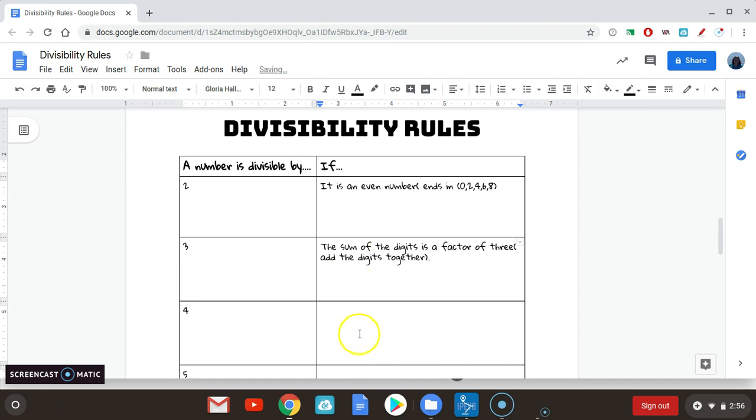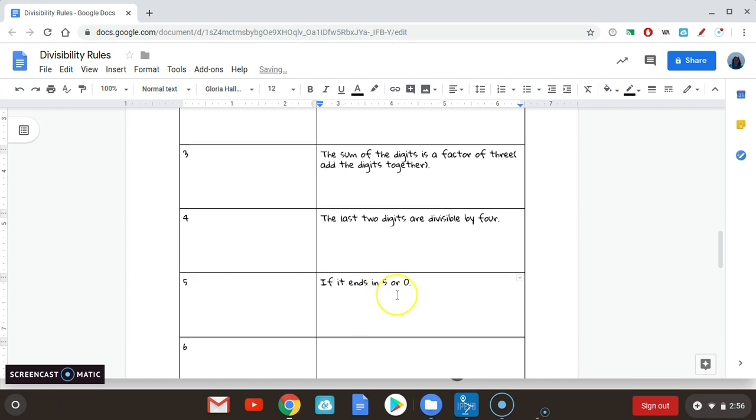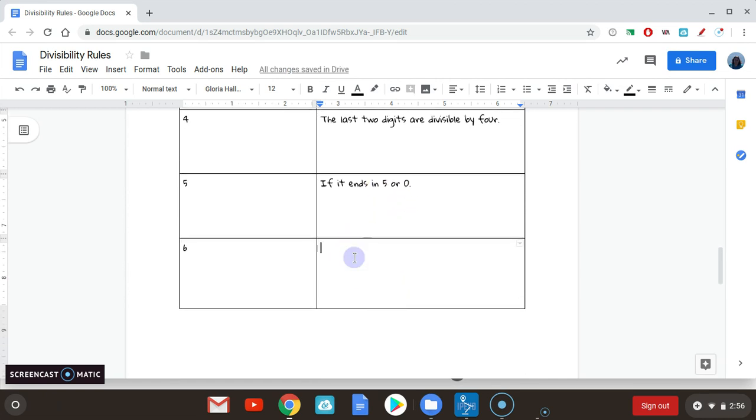When we take a look at the rule for 4, a number is divisible by 4 if the last 2 digits are divisible by 4. So if I have a large number, I'm only having to look at the last 2 digits. For 5, it's going to be divisible by 5 if it ends in 5 or 0. That's a really quick one. I'm hoping you look at that and go, I already knew that. That's probably the simplest one along with the 2. Some of these you just have to look at, and others you have to do a little bit of work.